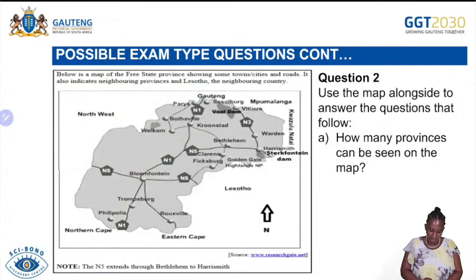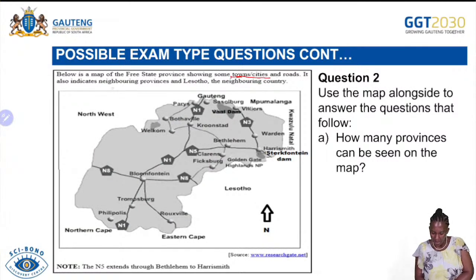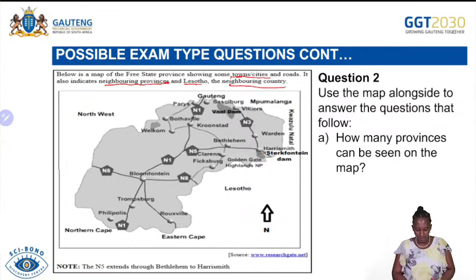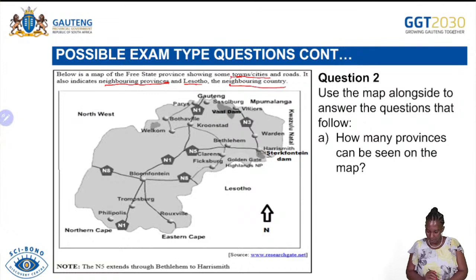Now let's have a look at another map. Here below is a map of the Free State Province showing some towns and cities and roads. It also indicates the neighboring provinces and Lesotho, their neighboring country. So it means this map indicates what? Different provinces and also the neighboring country. So it shows everything.